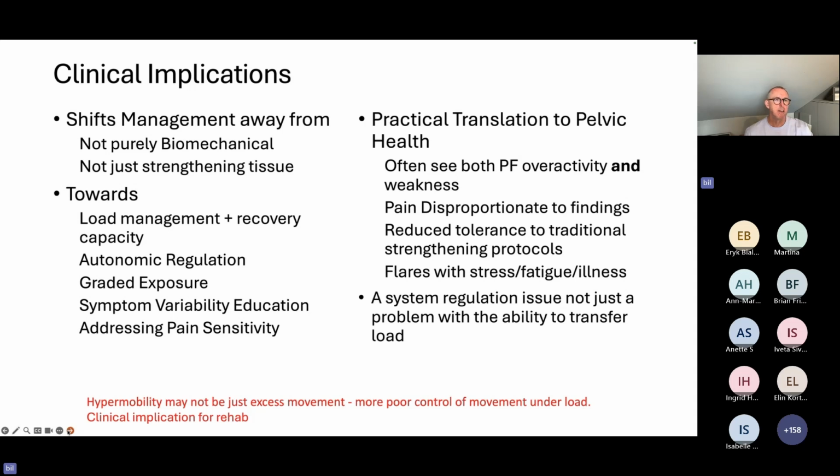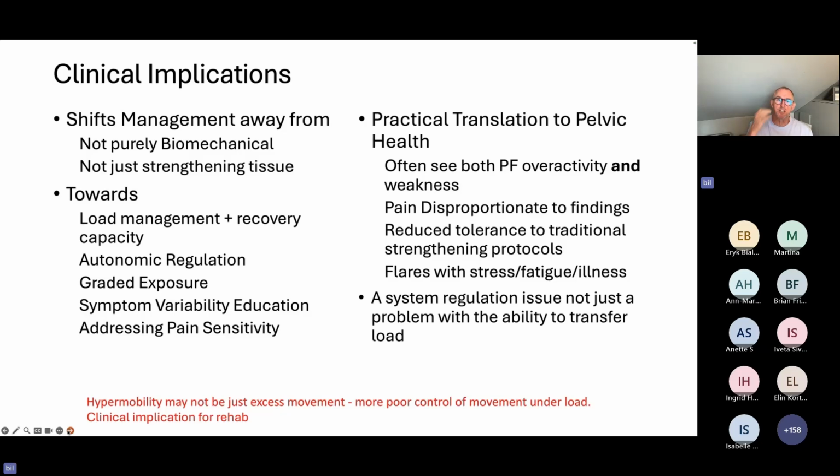So I think the clinical implications for us is it shifts management away from purely biomechanical, not just strengthening, towards load management and recovery capacity, autonomic regulation, graded exposure to exercise and movement, symptom variability, education, and addressing pain sensitivity.